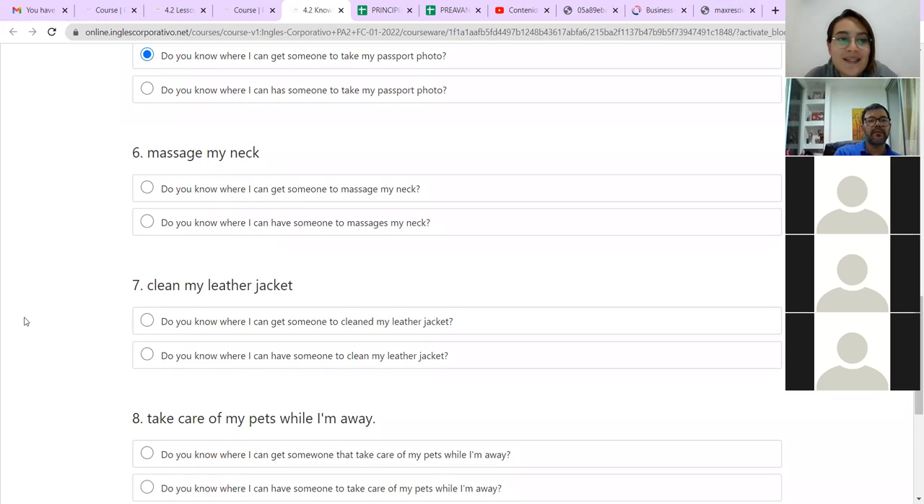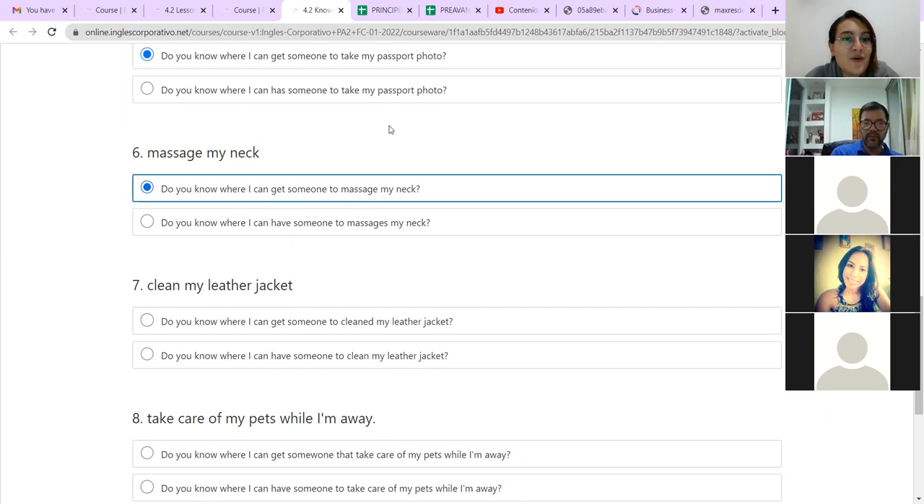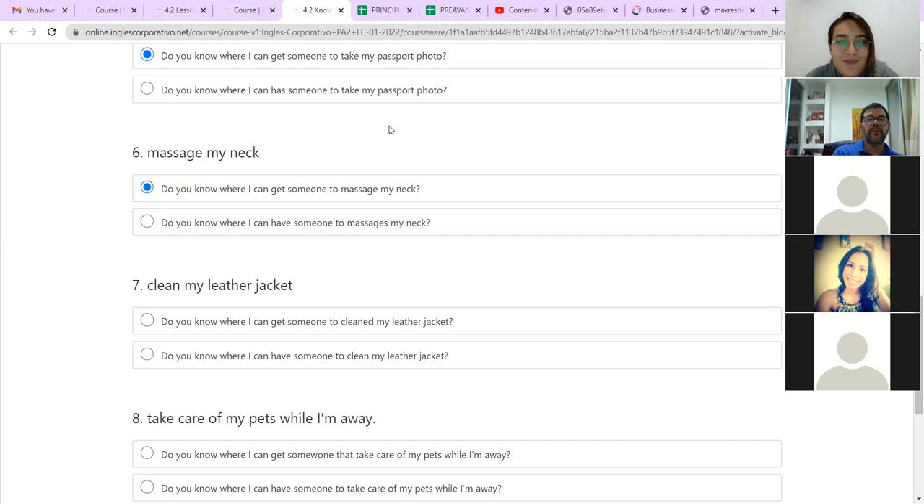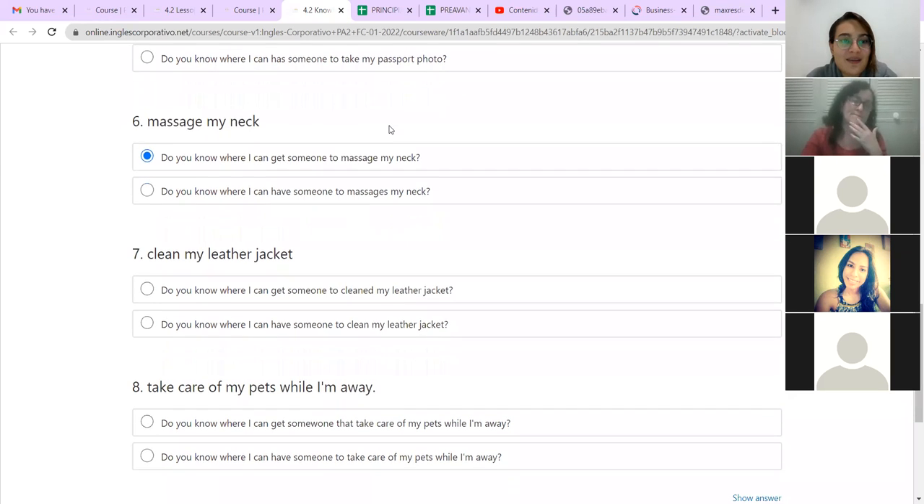Who wants to do number six? Massage my neck. Me. Go ahead. Do you know where I can get someone to massage my neck? Or do you know where I can have someone to massage my neck? I think that the correct is the first one. All right, do you know where I can get someone to massage my neck? That's correct. All righty, perfect.